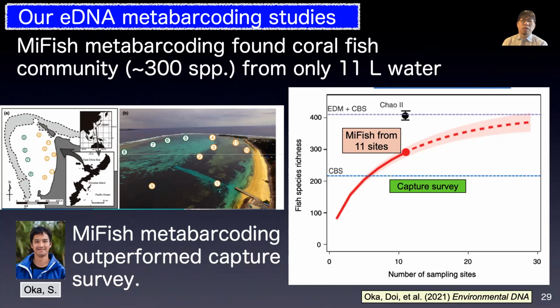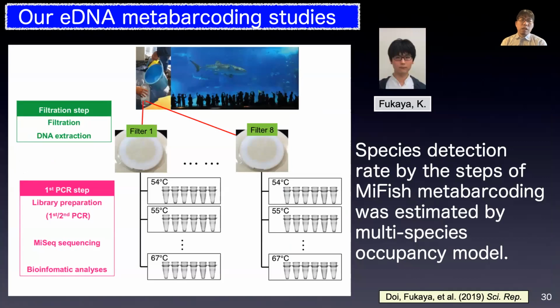We found that MiFish metabarcoding detected more than 300 coral fish species from just 11 liters of water sampling. And this graph shows the number of sampling sites and fish species richness. We found that MiFish metabarcoding outperformed the capture-based surveys, like this figure. And we also tested the species detection rate by steps of the MiFish metabarcoding. Here we evaluated 2 steps. One is the filtration step, including the eDNA extraction, and the second is the first PCR step, like this figure.